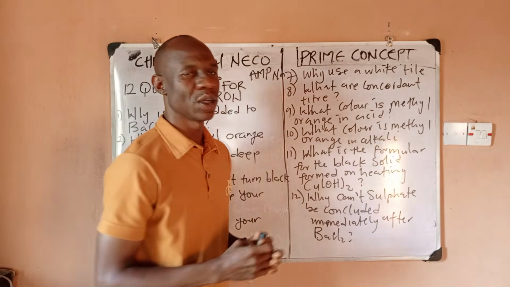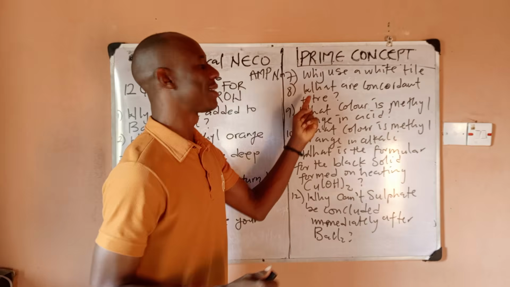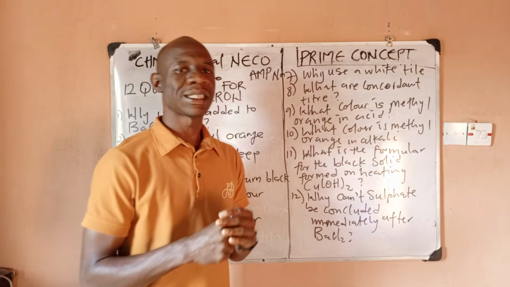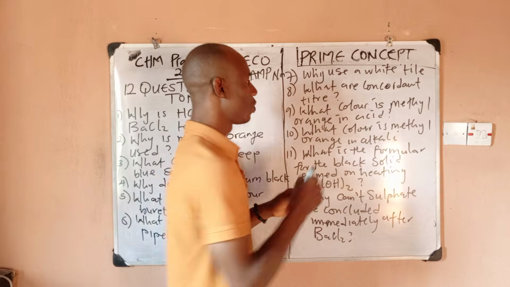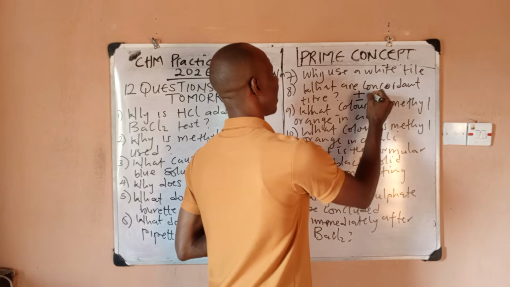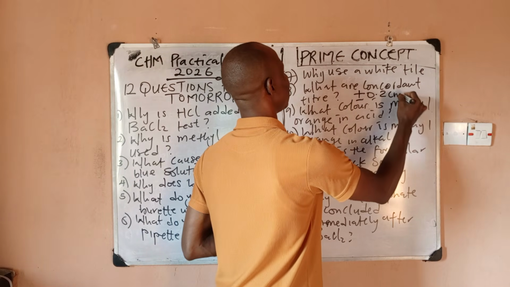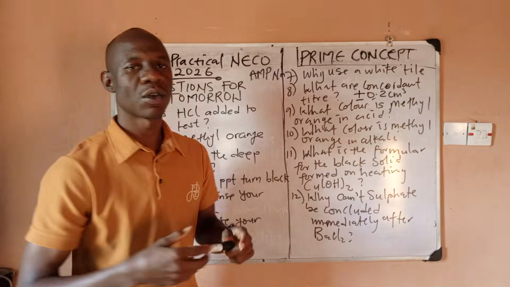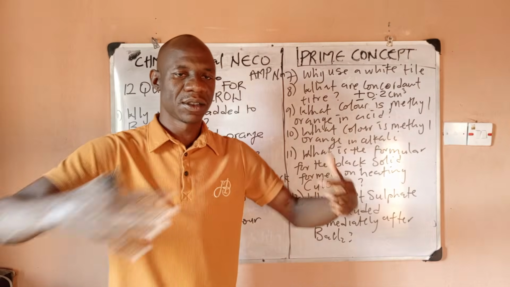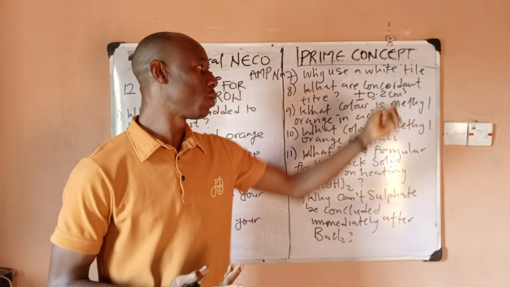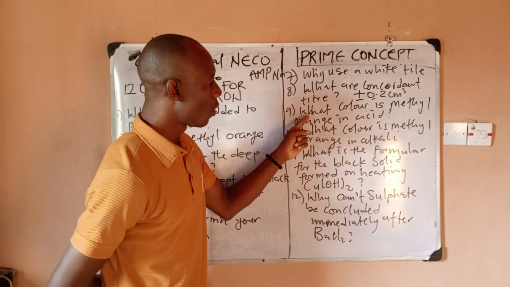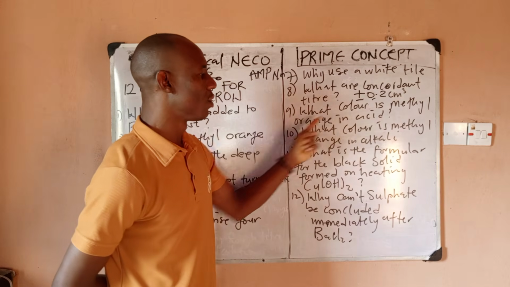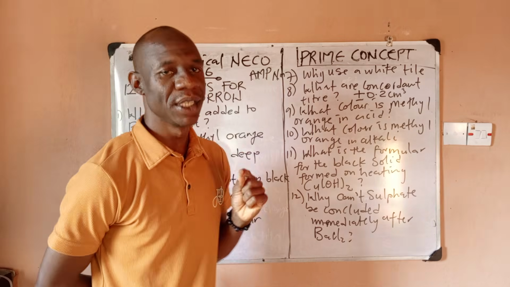So number 8 question, what are concordant titre values? Concordant titre values for your NECO or WAEC are values that fall within the range plus or minus 0.2 cm3. So that is what you call concordant titre values, or values that are very close to each other within this range.